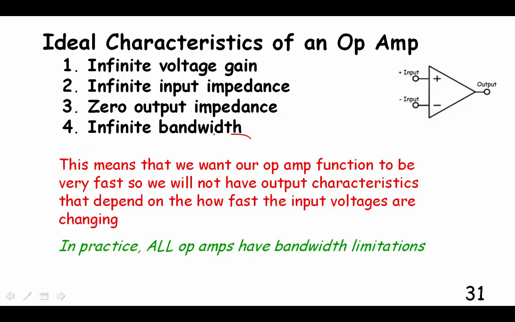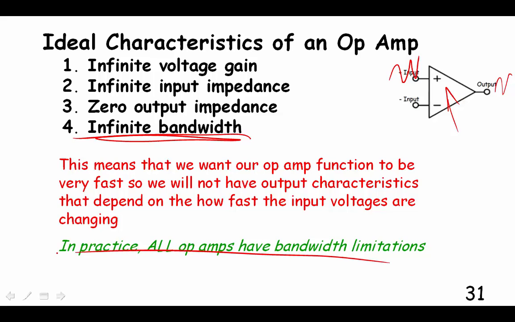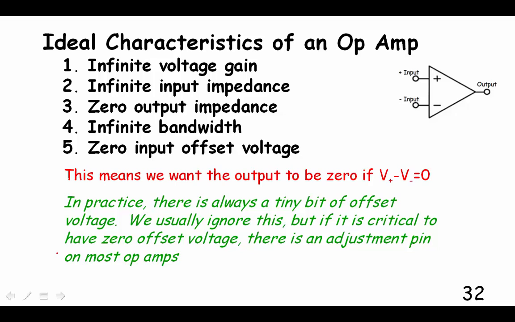Infinite bandwidth. This is another one where no op-amp has infinite bandwidth. That means that if it had infinite bandwidth, we could put any frequency on the input and the output would do whatever it's supposed to do without regard to however fast the op-amp works. But in real life, all op-amps have bandwidth limitations, and we'll look at the limitations of the 741 in our lab this week. And 0 input offset voltage.